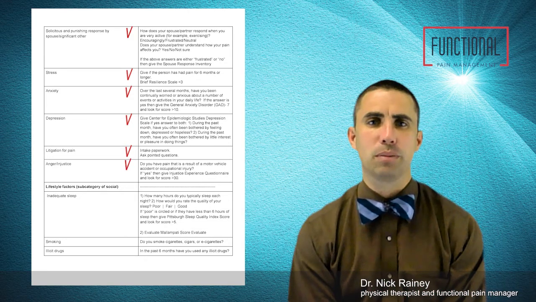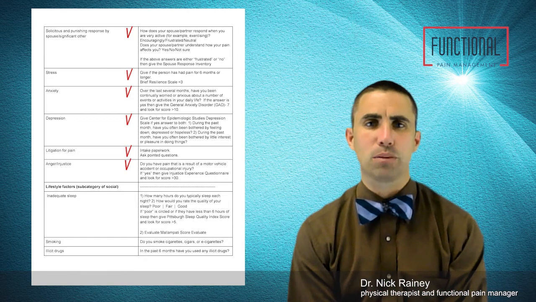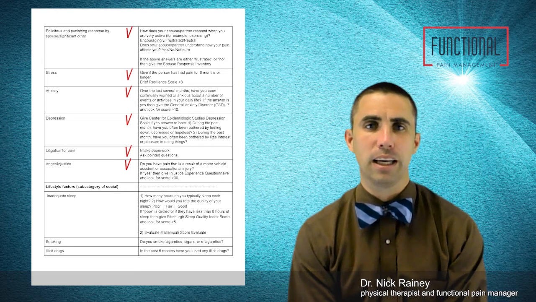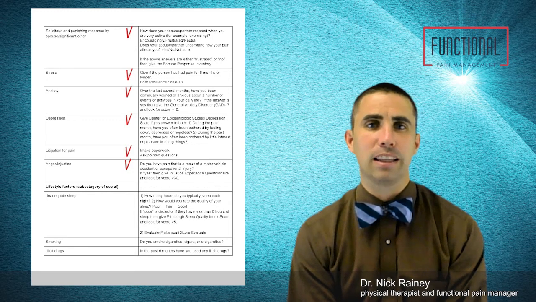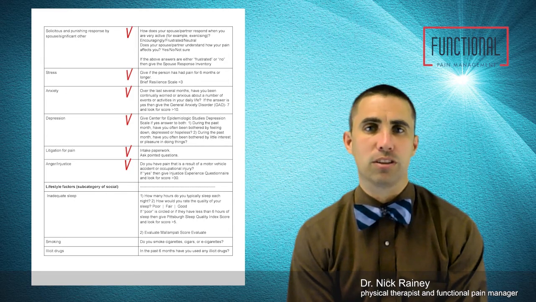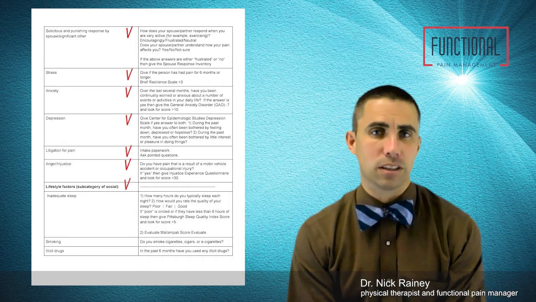Anger or feeling that there has been injustice causing their pain can perpetuate the pain. If they answer yes to, do you have pain that is a result of a motor vehicle accident or occupational injury on the FPM intake, then the injustice experience questionnaire is given. A score greater than 30 is considered significant. Lifestyle factors will be discussed next.